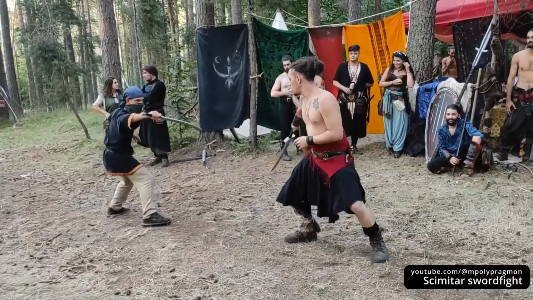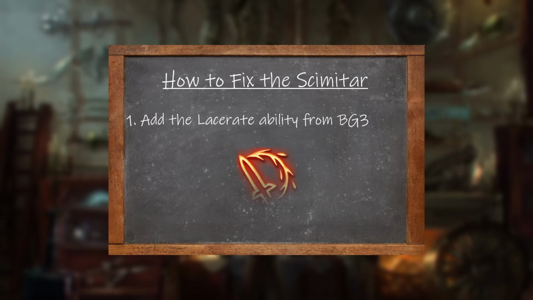My first suggestion is to add a weapon property that allows the scimitar to inflict bleeding onto enemies. The video game Baldur's Gate 3 is based on the 5th edition rule set, but also added their own features to the game to make it a bit more fun.